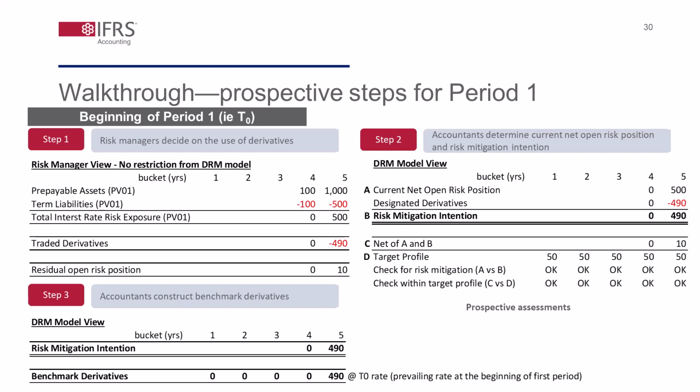In our example, one of the possible ways to construct benchmark derivatives is to construct hypothetical derivatives using the prevailing market interest rate for a similar derivative, to ensure the derivative will have the same risk exposure as the risk mitigation intention, i.e. PV01 of 490, and at the same time having an initial fair value of 0. This would also help to capture the fixed interest rate an entity could achieve in an open market.